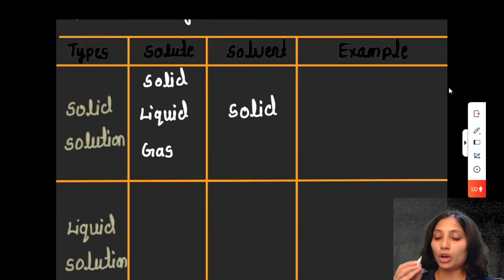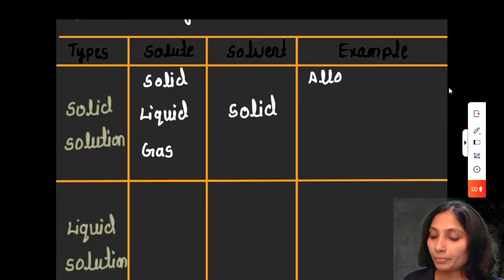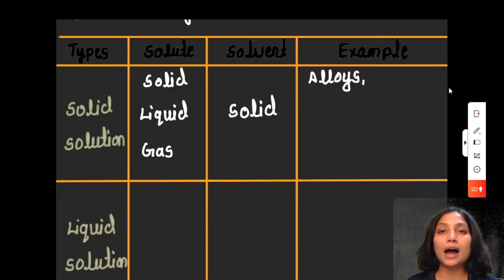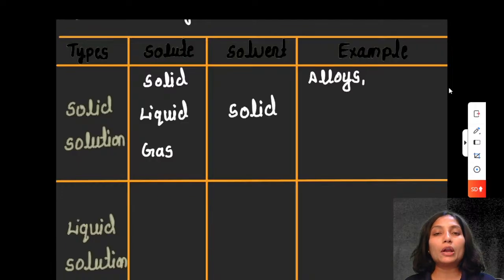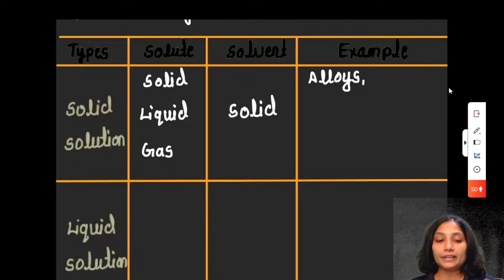If I take solid solute dissolved in solid solvent, which examples we can give for this one? Alloys, mainly alloys like brass, bronze. Alloys are mixtures of different metals, right? It's a homogeneous mixture of metal. So alloys are examples for solid in solid. One solid dissolved in another solid, solid solution. Okay. Now liquid in solid.